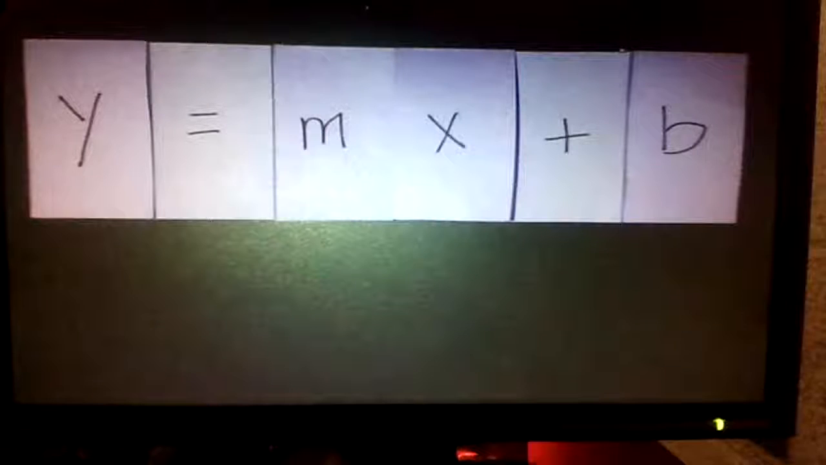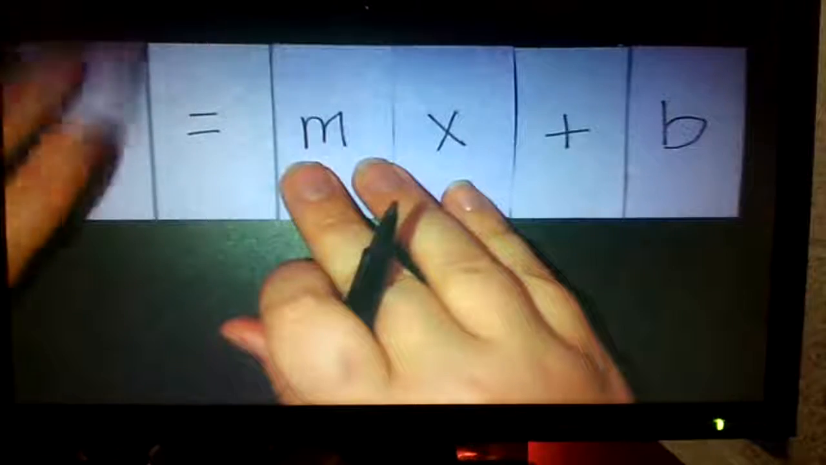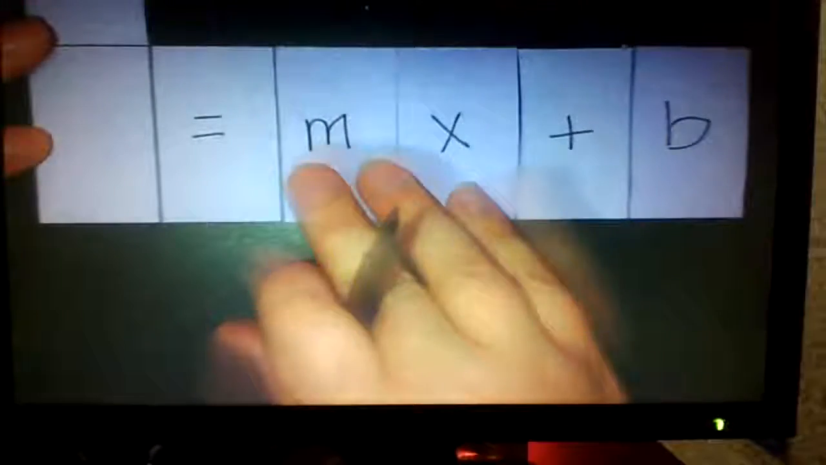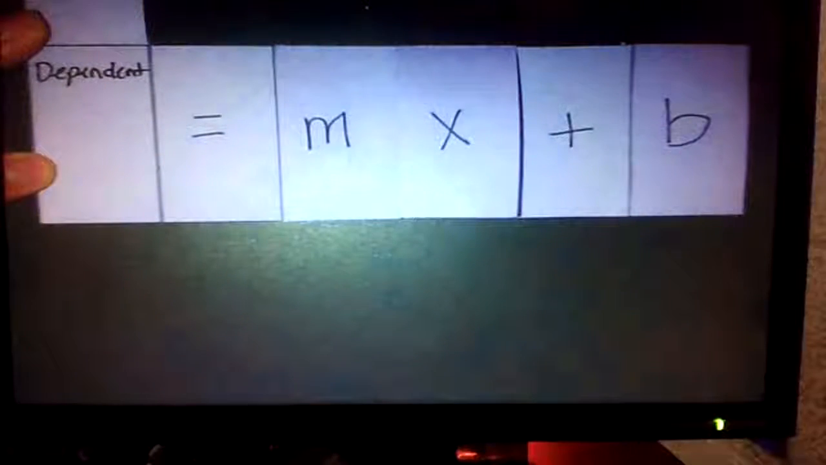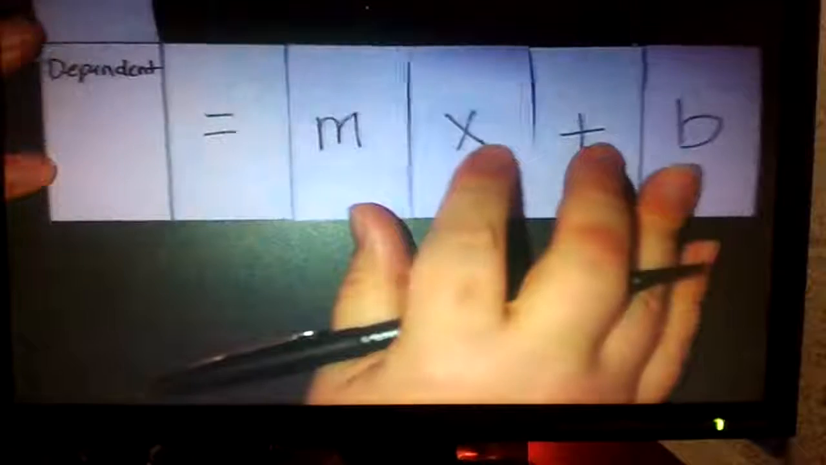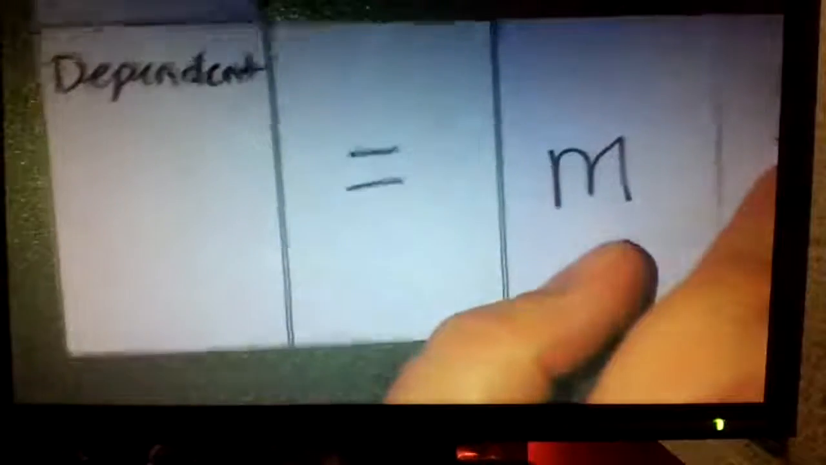Okay, so why? What's some other words we use for y? Y is your dependent variable. It is your output.